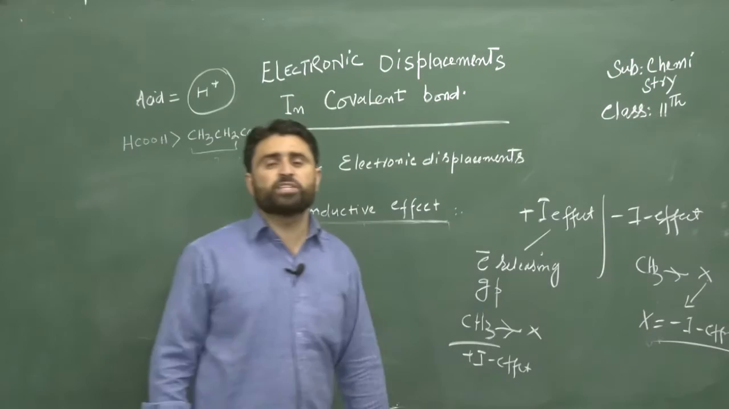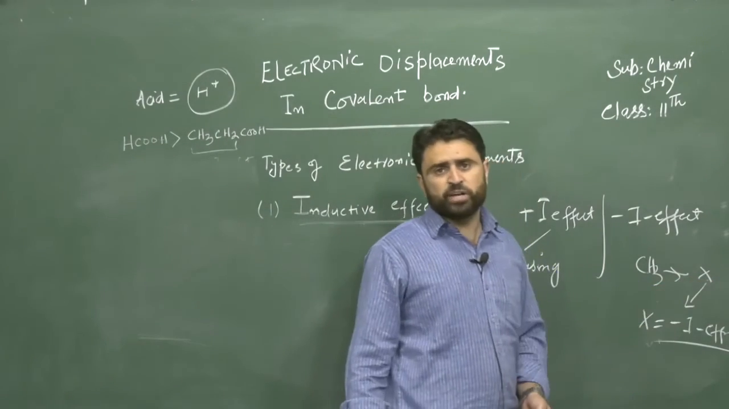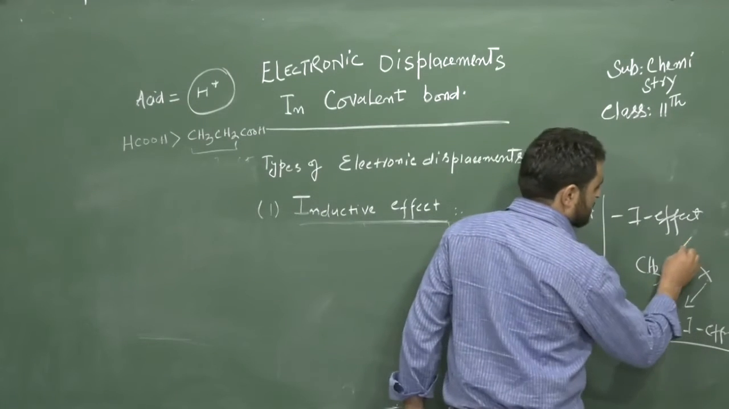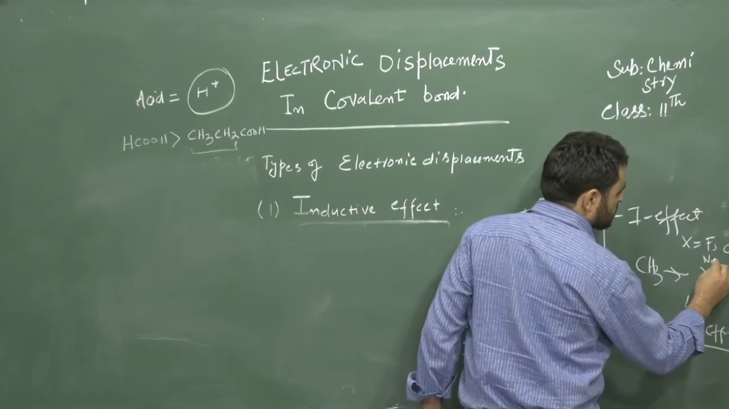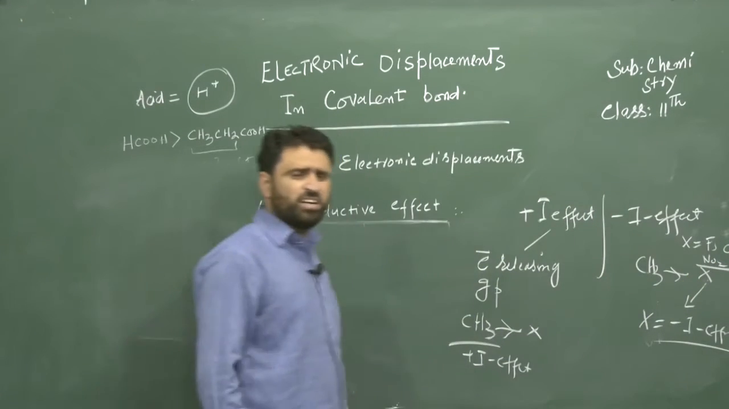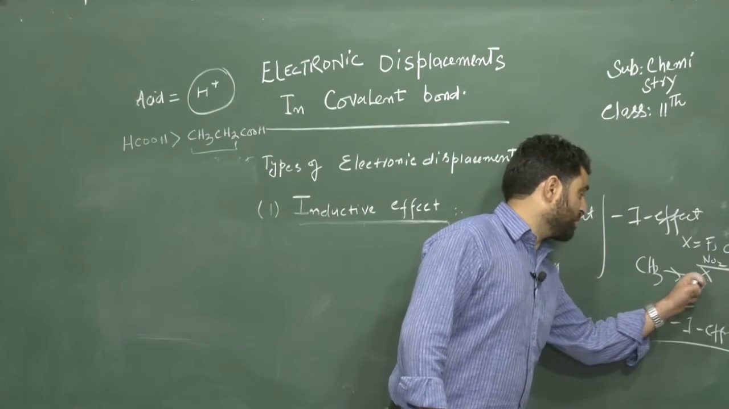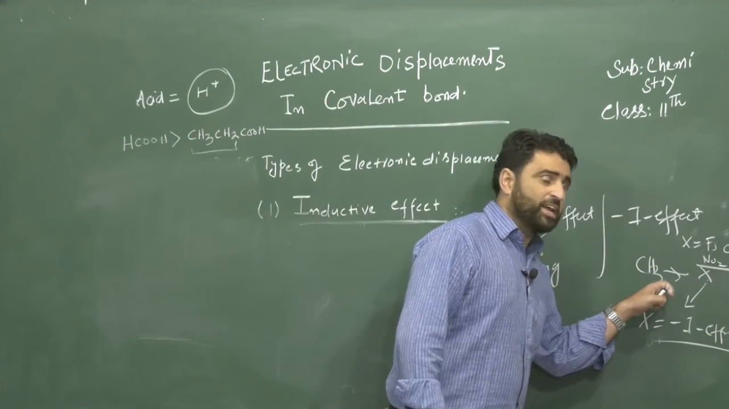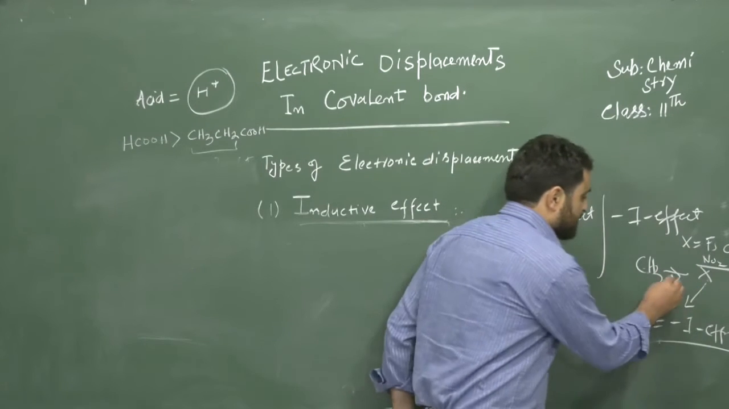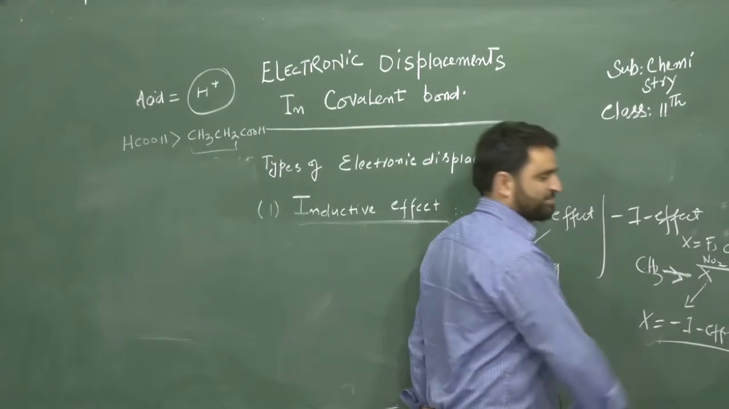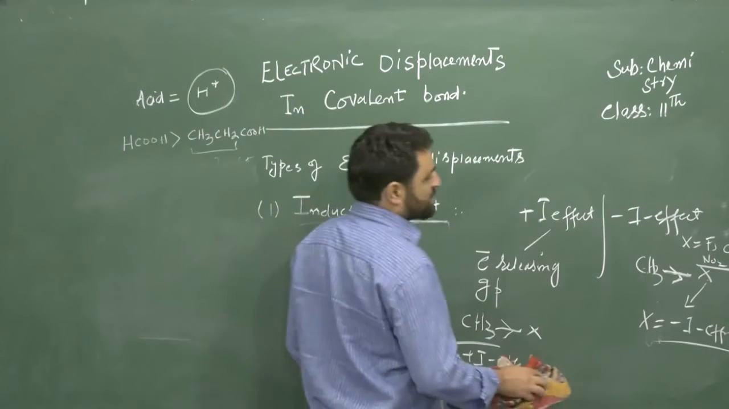So minus I effect means when it withdraws electron from the group, it has a higher electronegativity. So this X can be fluorine, chlorine, it can be NO2, carboxylic acid, anything. But the electronegativity of X should be stronger than this. Otherwise, the electron displacement takes place from X into this. If the X is more electronegative, the displacement of electron will be like this. So if X is more electronegative, at that time it has a minus I effect.